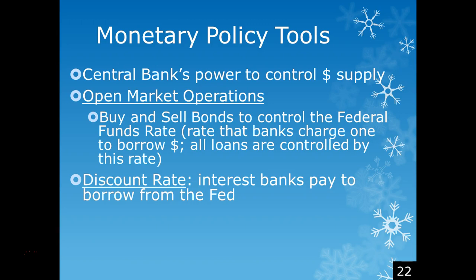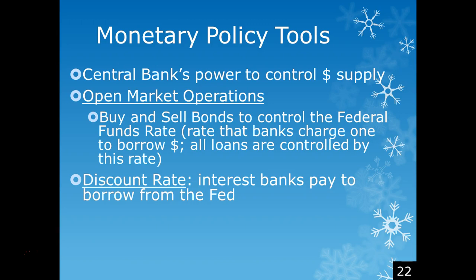The discount rate is the interest rate that banks pay to borrow money from the Federal Reserve. Banks sometimes need to borrow money from the Federal Reserve or from each other because they are loaning out the money that they get from depositors. And if depositors want their money back, banks might need a little bit of money to cover what the depositors want out because the banks lent out all that money.